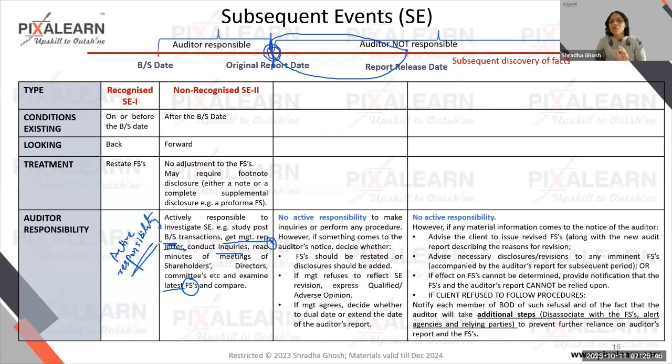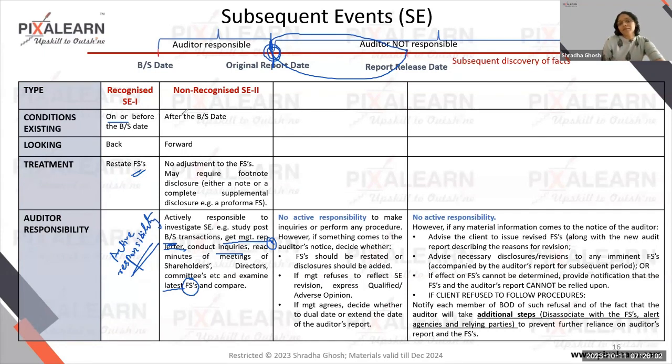There is an active auditor responsibility. So what are recognized subsequent events? These are events that exist on or before the balance sheet date. You evaluate them looking back. And what do you do? You restate your financial statements.